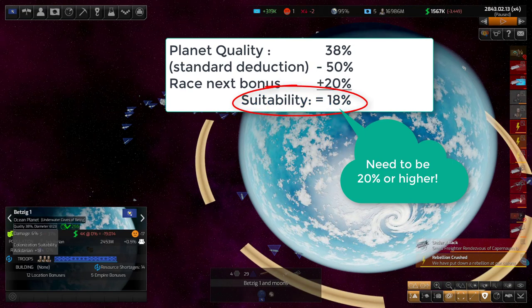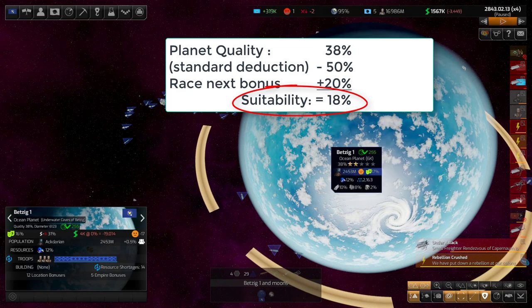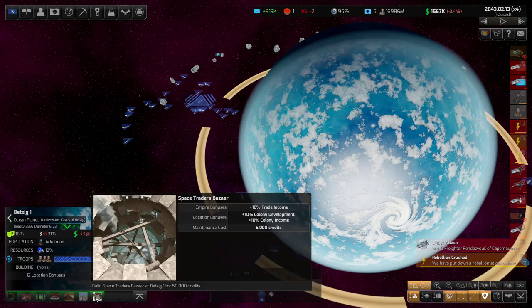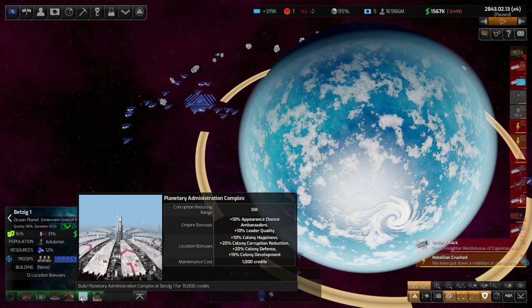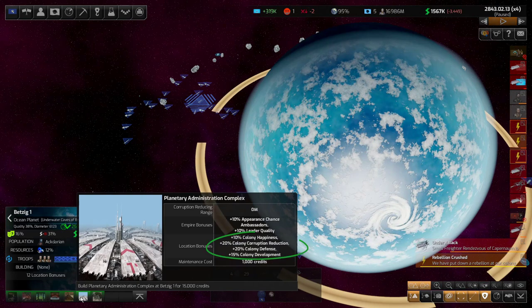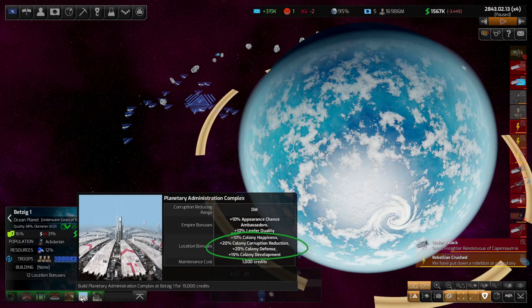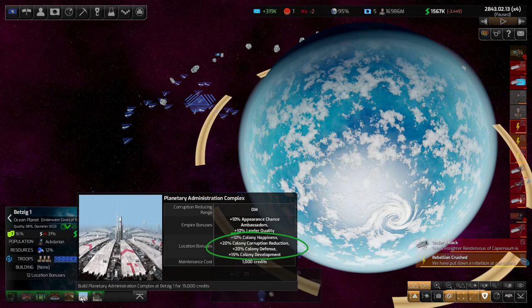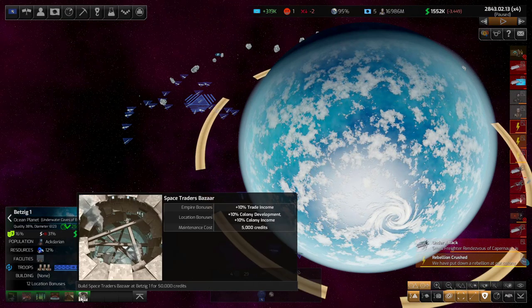So what we're going to do once the rebellions are done is we're going to build, first of all, a planetary administration complex. That's just in general, nothing to do with the planet quality, but it's going to reduce corruption by 20%, add 10% colony happiness, and also increase the colony development. All those things are going to make it more profitable. So of course we're going to do that.